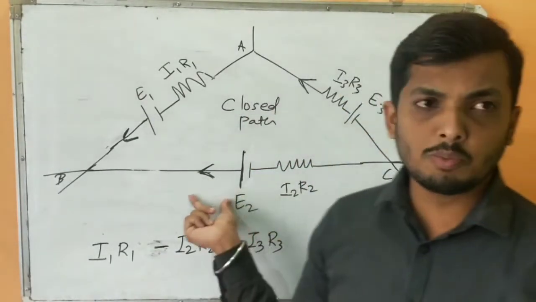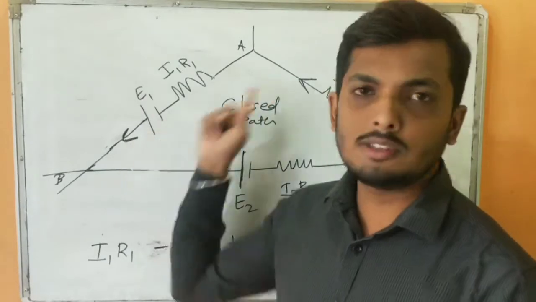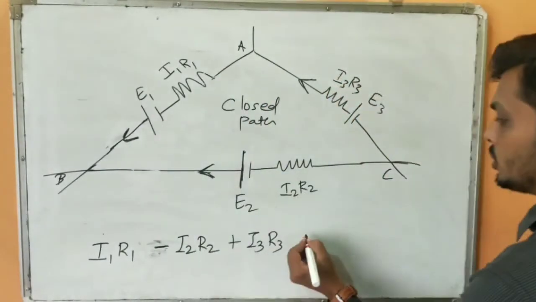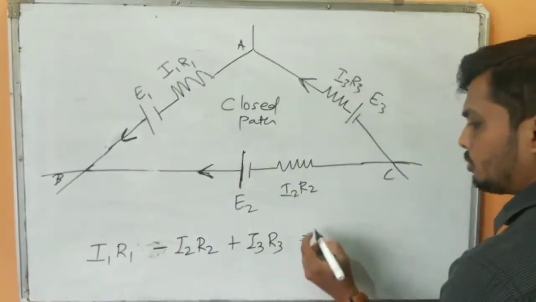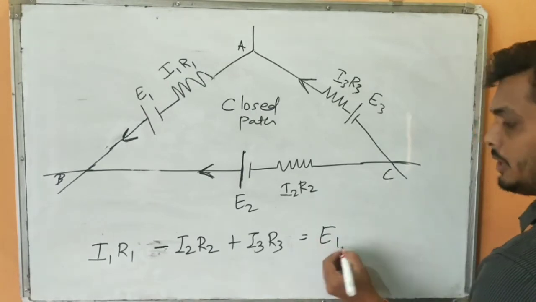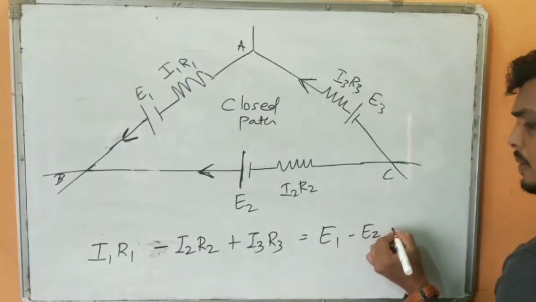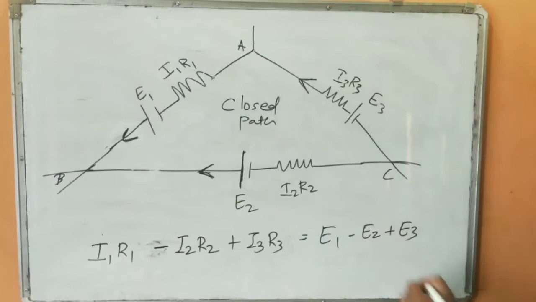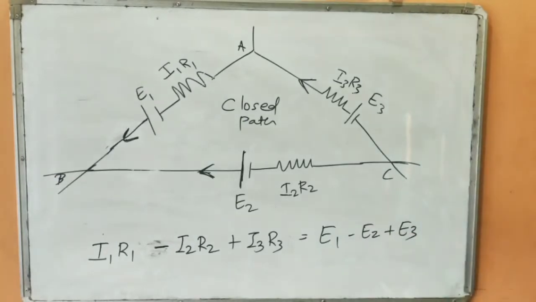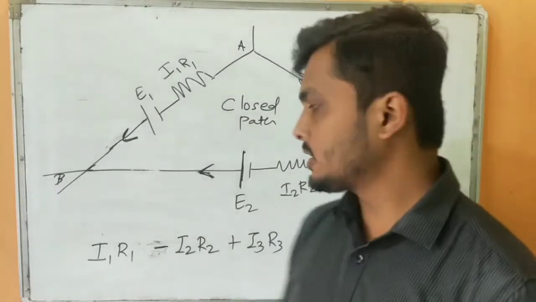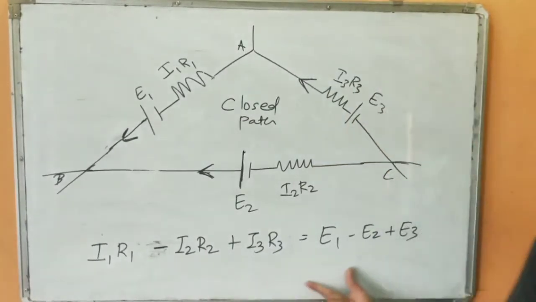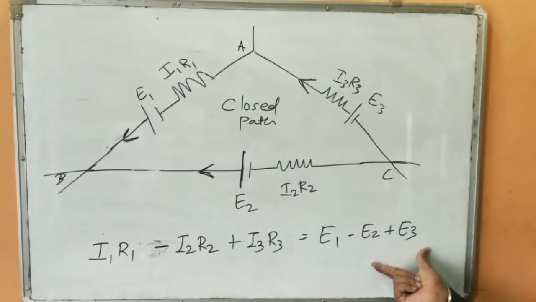You can take this as positive, then if you take this positive, then both of these will be negative. So this will be what? The sum of the IR products will be equal to the sum of the EMF, that is E1 minus E2 plus E3. Are you understanding, students? So this is the simple Kirchhoff's voltage law. It states that the sum of the IR products is equal to the sum of the EMF.